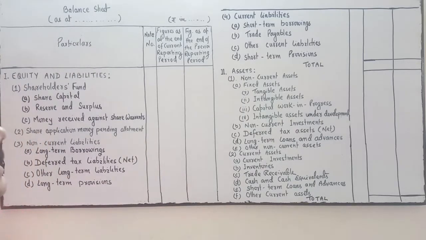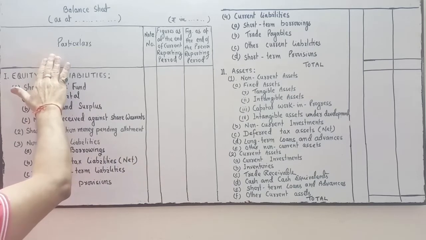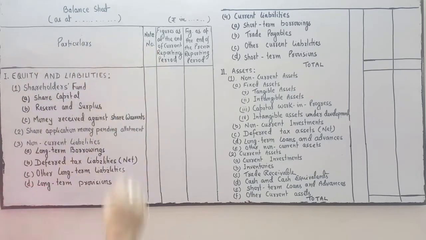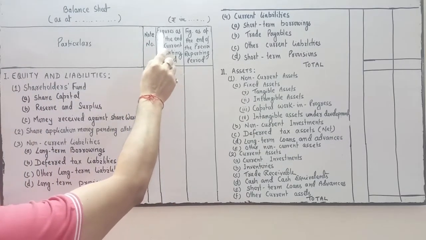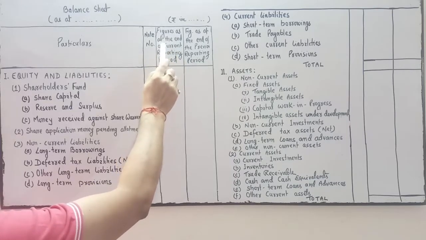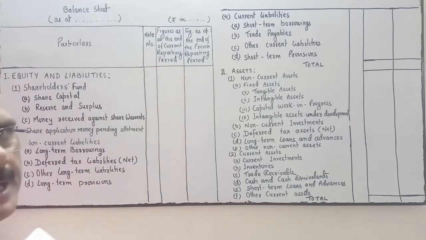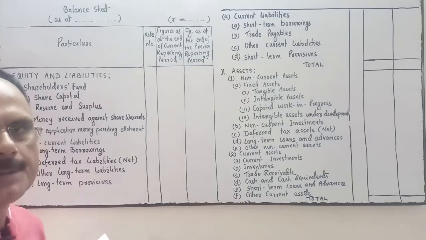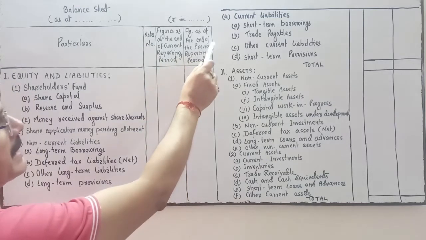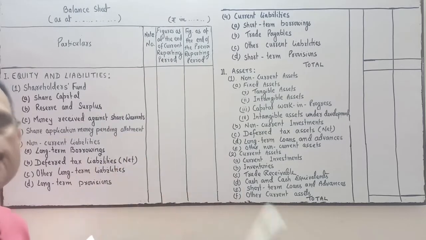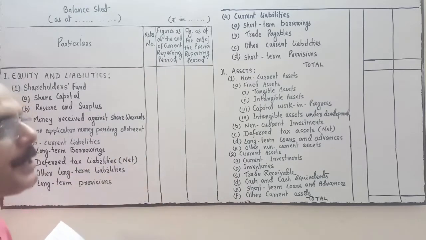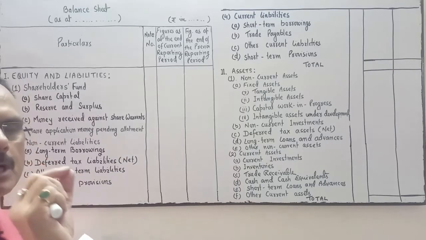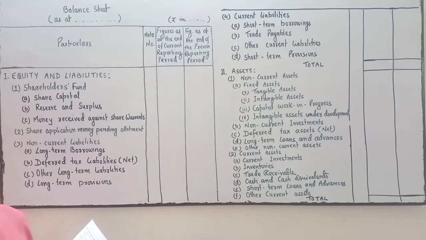2020. So the format has a particular column for note number. This is for note number. This column is for the figure as at the end of the current reporting period, and the figure as at the end of the previous reporting period. Suppose the current reporting period is 2020-21.